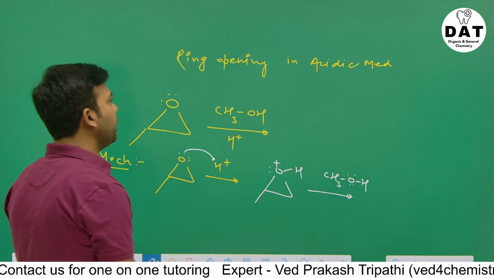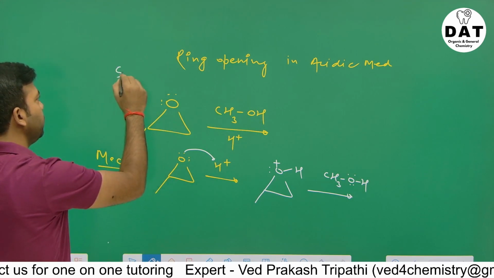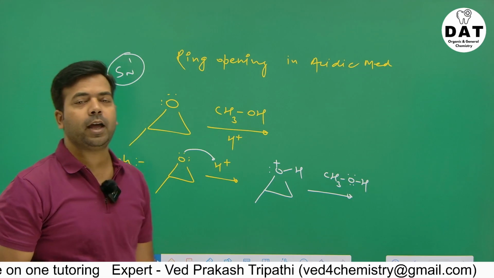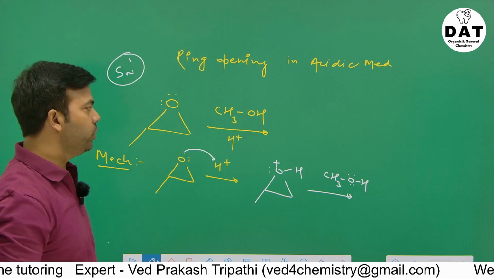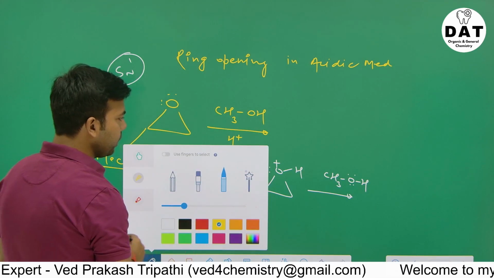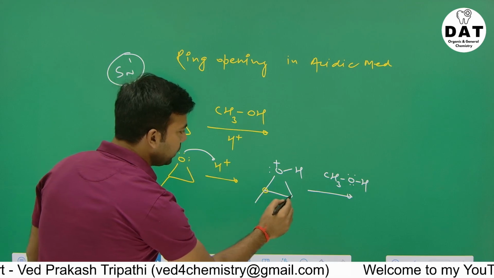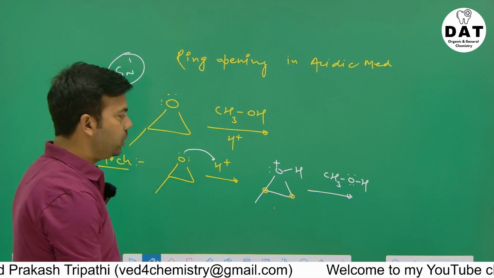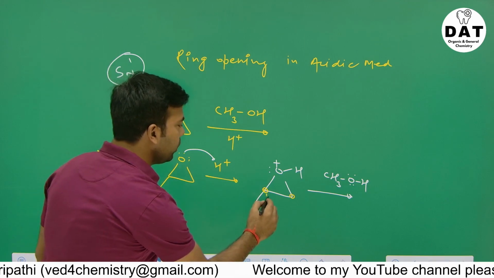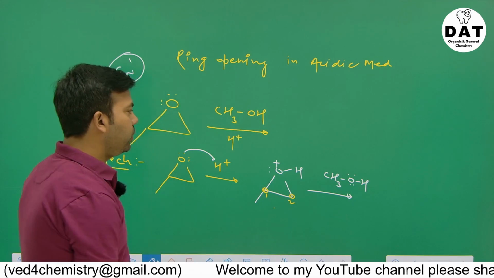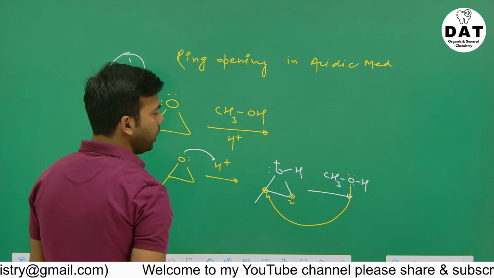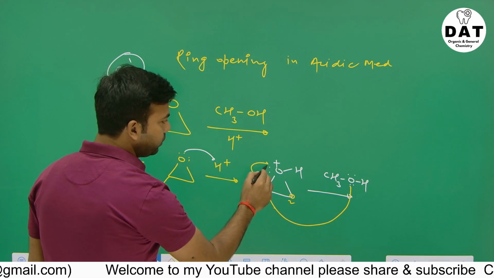And I said that the path is SN1. So SN1 is what? Nucleophile attack on the carbon which is more substituted. So look at this carbon, the positions here. We have this carbon and this. Which one is more substituted? This carbon. Clear? Even you can mark numbering here 1 and 2. So this CH3OH attack at number 1 carbon and this bond is going to break.